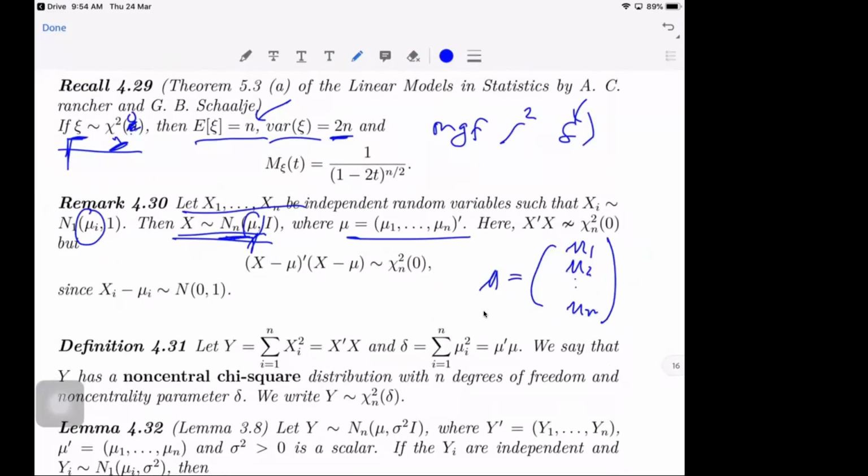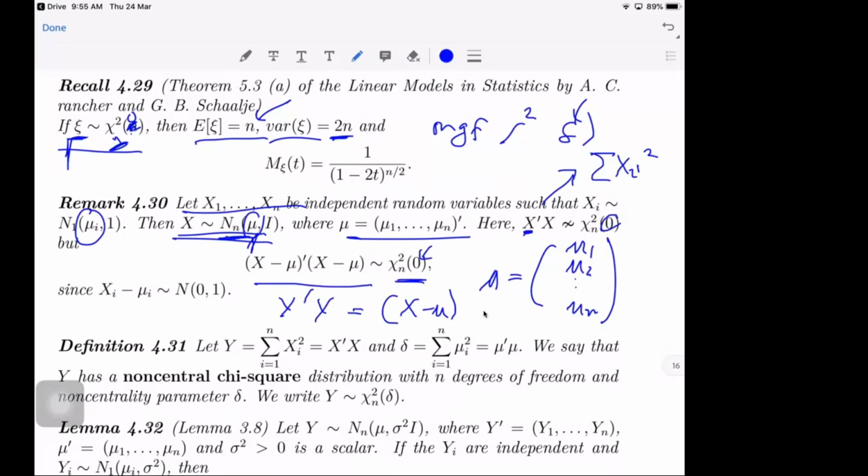So if you get x prime x, that is the summation of xi squared. That will not be equal to a central chi-square, but the central chi-square will be of this form. So if you have y prime y, where y is x minus mu, what this means is, if you want a central chi-square, you transform x by x minus mu.